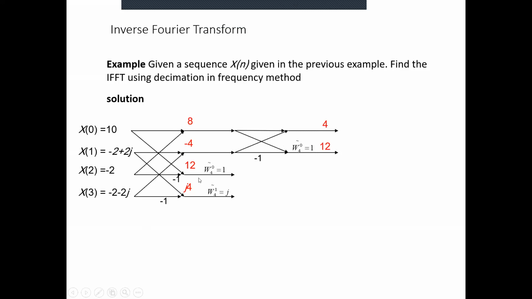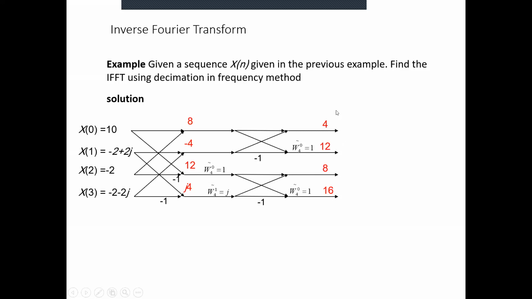In the lower panel, we have 2 points, which are 1 and j. We said that when we calculate FFT, it will be minus j, but when we calculate inverse FFT, it will be its complex conjugate, and the complex conjugate of minus j is j. Now, j by j4 will be minus 4. Okay. Now, minus 4 plus 12 will be 8. And 12 minus minus 4 will be 16.